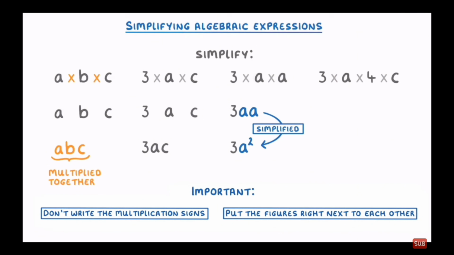To simplify it though, we want to multiply the two numbers together first. So 3 times 4, which is 12. And then we can tag on the A and the C. So we end up with 12AC. Let's have a go at a slightly trickier one this time.